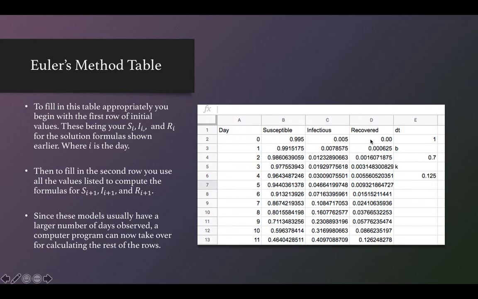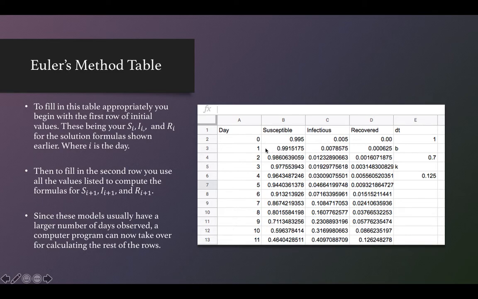So once we've got all of that, we can create this second row here with the formulas that were given a few slides ago. What's going to happen is you're going to plug in the values that we have for our S sub i, I sub i, and R sub i. We have a dt, we have a b, and we have a k.